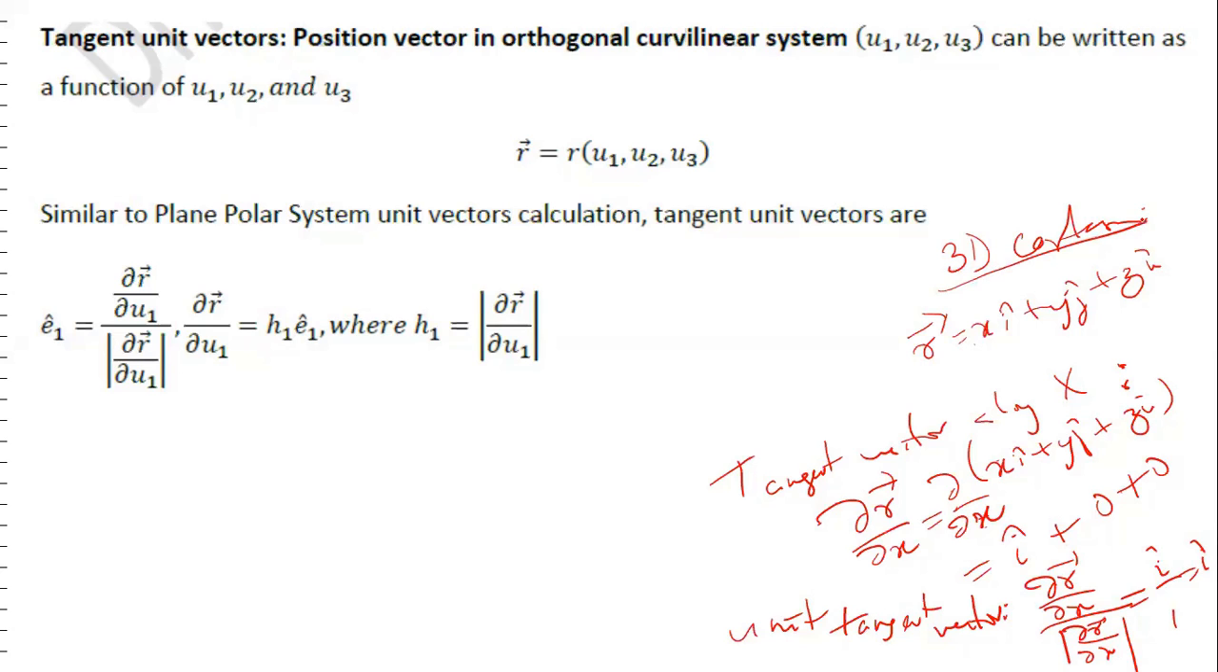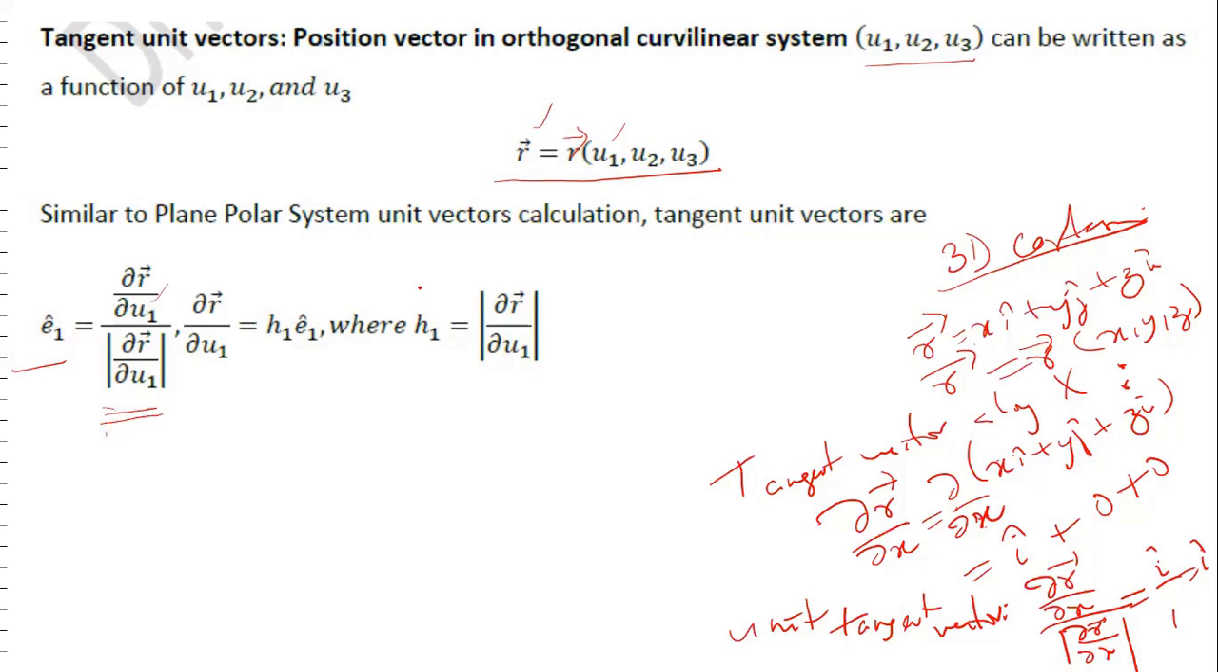Here in a 3D Cartesian system, as you can see, position vector r is a function of x, y, and z. Similar to that, in an orthogonal curvilinear coordinate system, the u1, u2, u3 coordinate system, you can write the position vector as a function of u1, u2, and u3. So in order to find unit tangent vector, you differentiate this position vector with respect to u1, one of the coordinate variables, and divide with the magnitude.